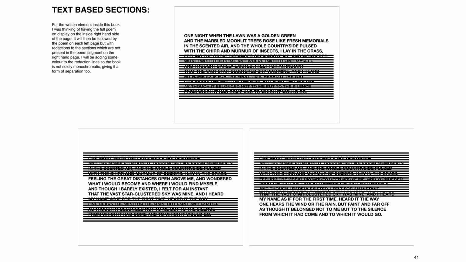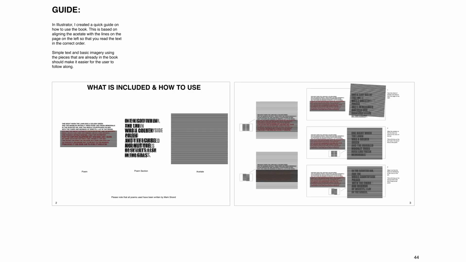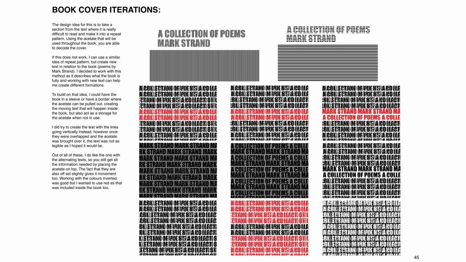I wanted the line to continue throughout the book, so I included the poem on each page, but having redactions on the sections that are not shown. I proceeded to change the redacted text to red so it would correspond to the later cover design. I created a guide at the beginning of the book to show the user how to work with the acetate, revealing each line. These are the iterations for the cover design, and these are the chosen front and back covers.